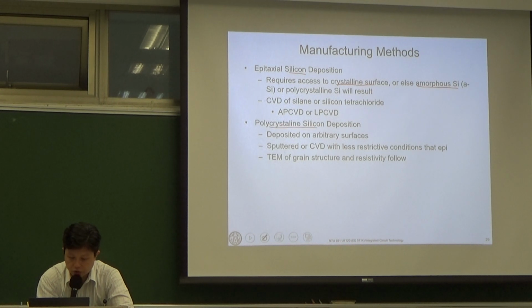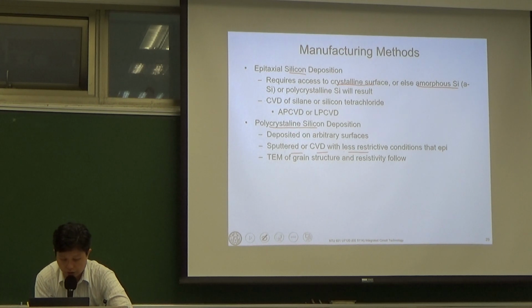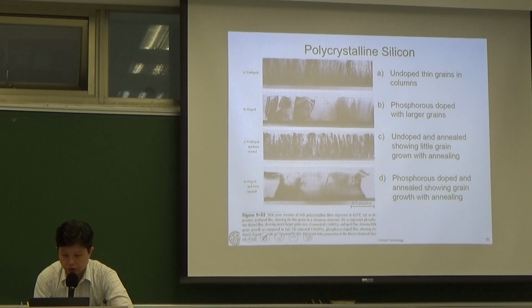And this is polycrystal silicon. We can use sputtering or CVD with less restrictive conditions than epi. So that's the TEM cross-section pictures of this CVD grown polysilicon. So this is doped, with thin grains in columns, and this is phosphorus doped with larger grains. And this one we annealed.